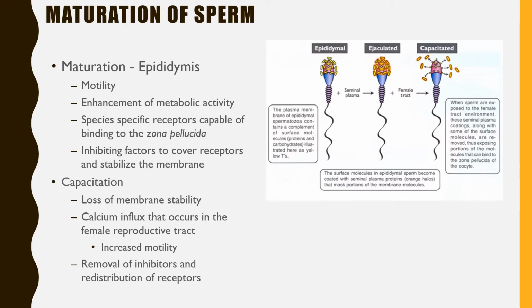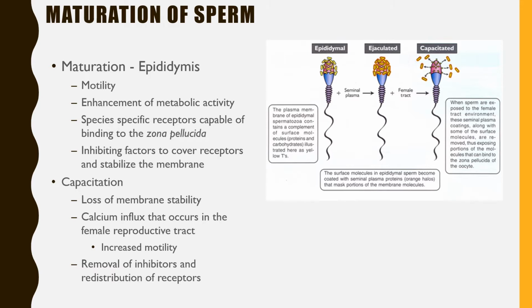And it'll also have these inhibiting factors that cover over these receptors to protect them and also to help stabilize the membrane of the sperm. We say stabilize because when we get to capacitation, destabilization of the membrane can result in a sort of cascade of events.